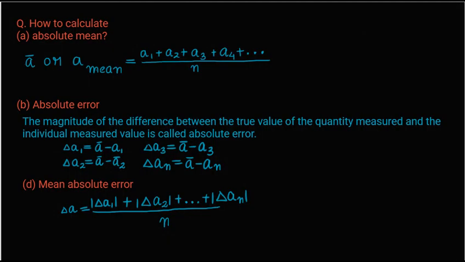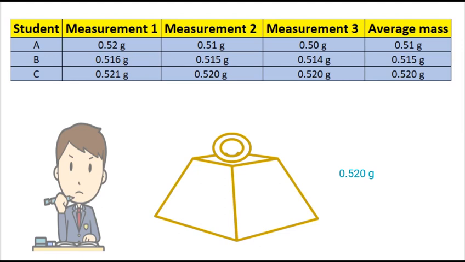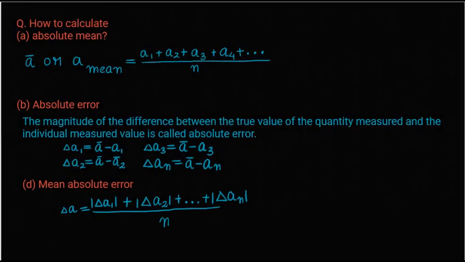Fine. Next, we will see if there are errors in the measurement. Can you see? Student A has made the error. Student B has made the error. So how can we measure the errors and remove the errors? To measure the errors and to remove the errors, we have to understand a few formulas. The first one is your absolute mean.